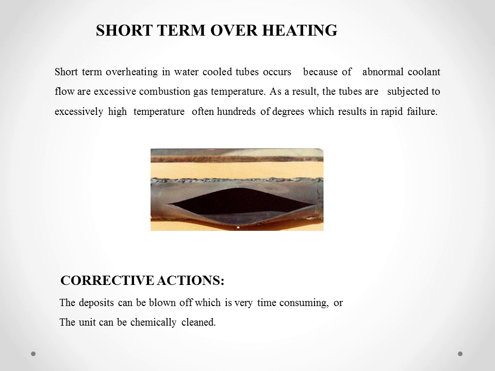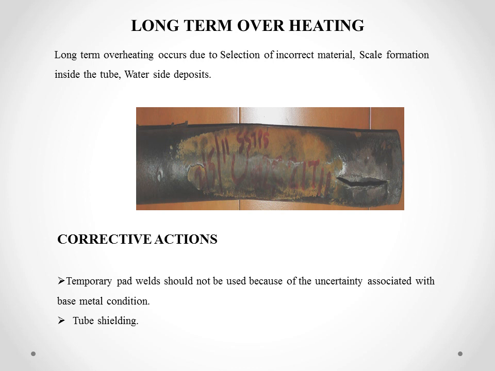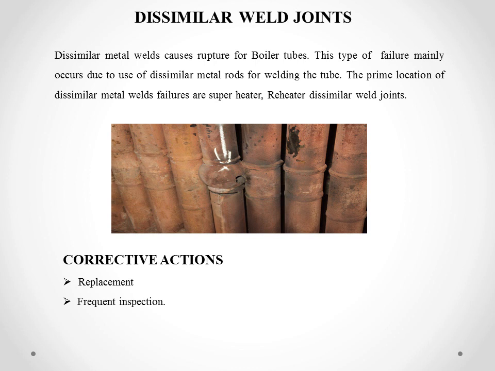Long-term overheating is due to selection of incorrect materials, scale formation inside the tube, and waterside deposits. Corrective action: a tube shielding. Dissimilar weld joints.